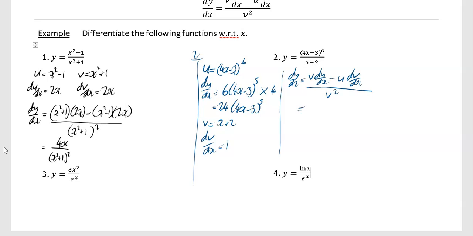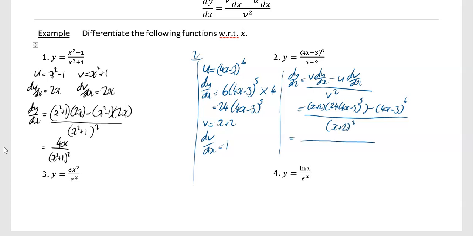Okay, not easy this one. There's a good bit of tricky cancelling down to do. So first of all, write down your v, which was x plus 2. And it's multiplying my du, which was 24 times 4x minus 3 to the power of 5. And then minus my u, which was 4x minus 3 to the power of 6, and it was multiplying dv by dx, which was just 1. So we'll just leave it as it is. We don't need to put in the 1 if it's multiplying. And then v squared is just going to be x plus 2 all squared.